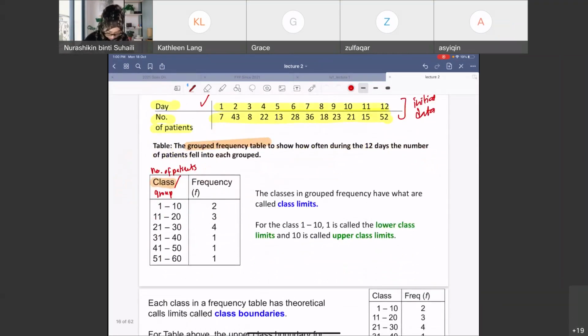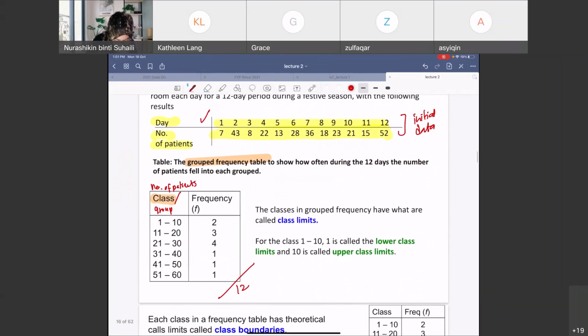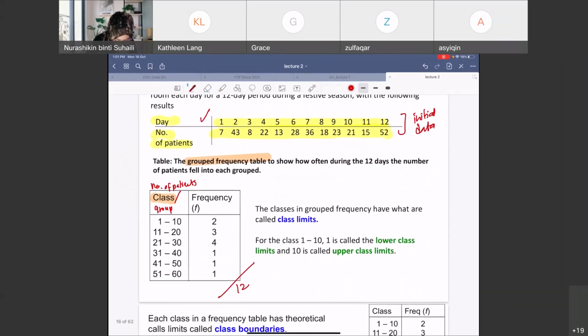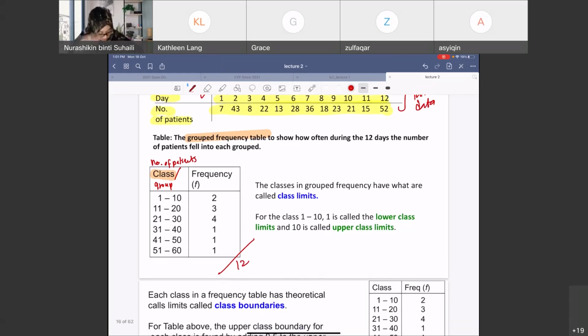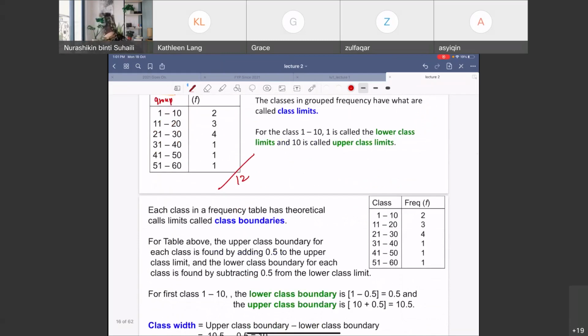I'm exhausted already. I cannot really think well. Sorry for that. What is this? Okay, 12. Yeah, you're right. Number of patients. Okay, guys, I cannot really connect the things at the moment.